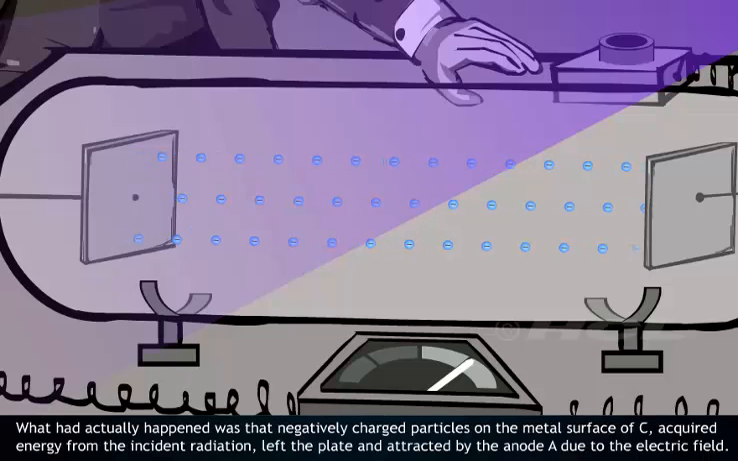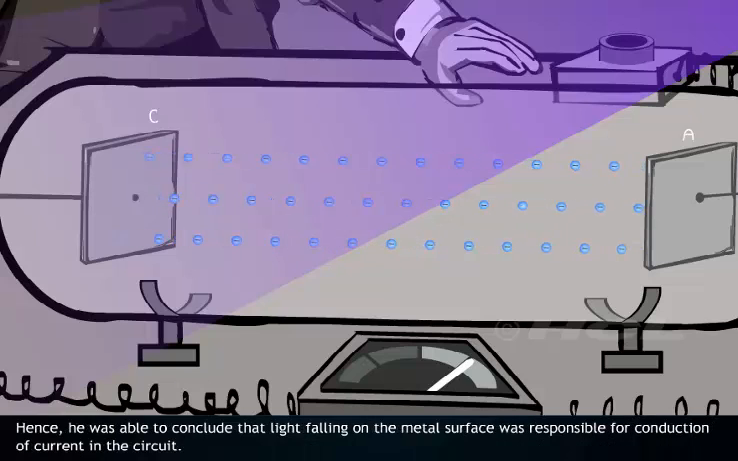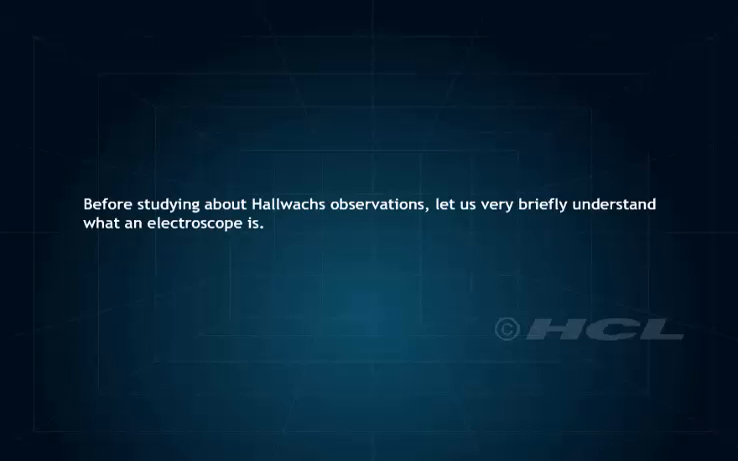stopped. What had actually happened was that negatively charged particles on the metal surface of C acquired energy from the incident radiation, left the plate and were attracted by the anode A due to the electric field. Hence, he was able to conclude the light falling on the metal surface was responsible for conduction of current in the circuit. Before studying Hallwachs' observations, let us very briefly understand what an electroscope is.